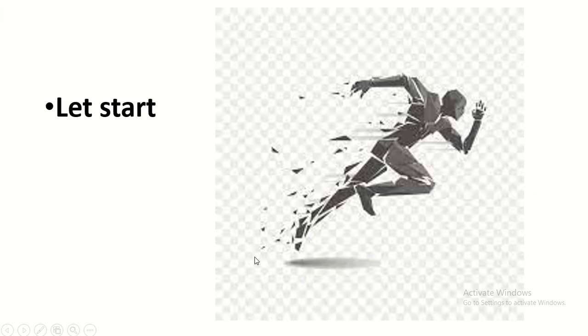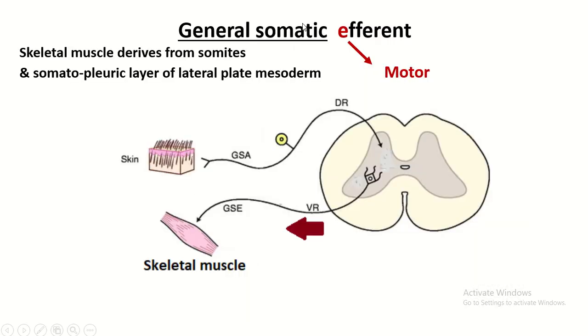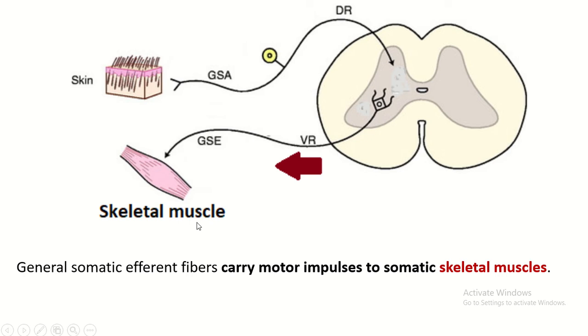So let's start. General somatic means the skeletal muscle derived from the somite or somatopleuric layer of lateral plate mesoderm, and efferent means motor fiber. The general somatic efferent fiber carries motor impulses to the somatic skeletal muscle. This is the general somatic efferent fiber, and it innervates the skeletal muscle by the neuromuscular junction.